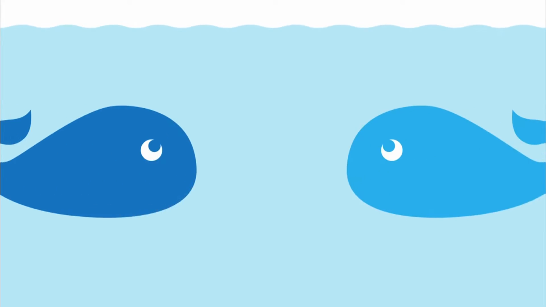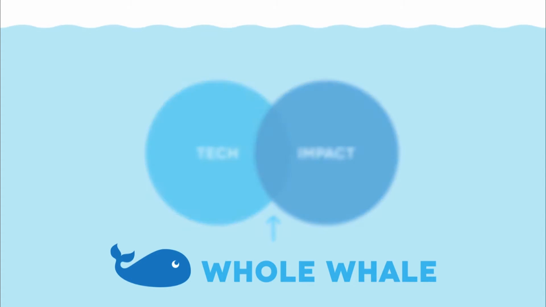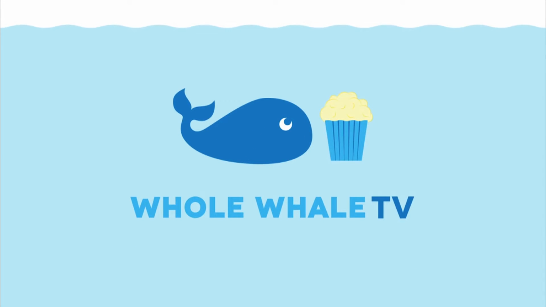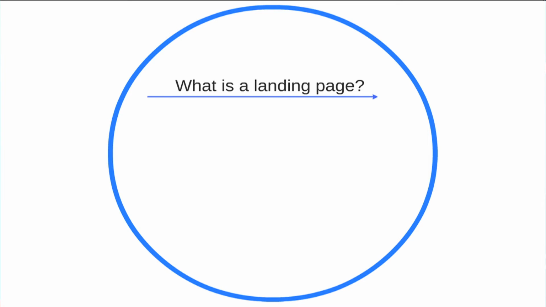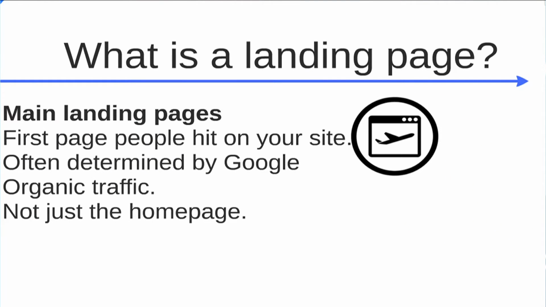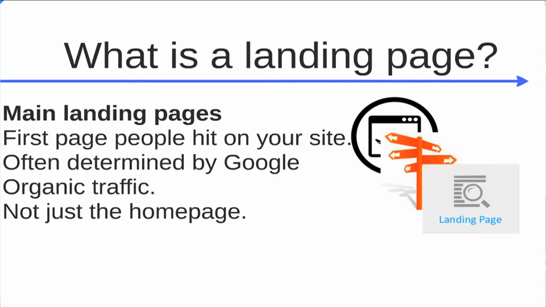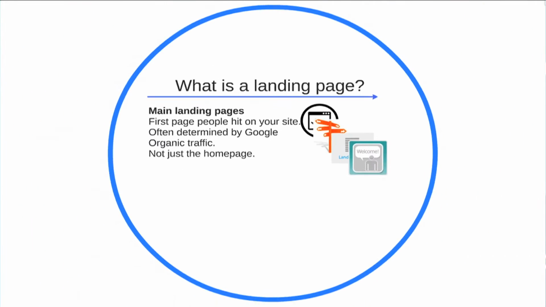In this episode, we're talking about the 6 laws of the landing page for nonprofits. So what is a landing page and why should you give a damn? A landing page simply is the first page that users hit on your site. So this means it could be any page. But for today, we're talking about the kind of landing page where we want users to take action. Traditionally, this would be known as the conversion page in the marketing world.